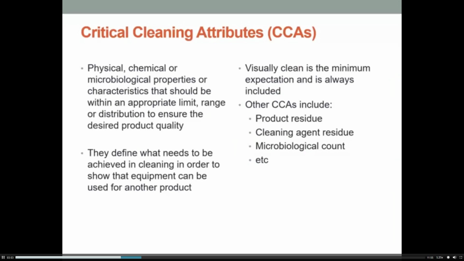Critical cleaning attributes. So these are the chemical, physical or microbiological properties or characteristics that should be within an appropriate limit, range or distribution to ensure the desired product quality. They define what needs to be achieved in cleaning in order to show that the equipment can be used for another product. Visually clean is the minimum expectation and it is always included. Other critical cleaning attributes include product residue, cleaning agent residue and microbial count, for example.